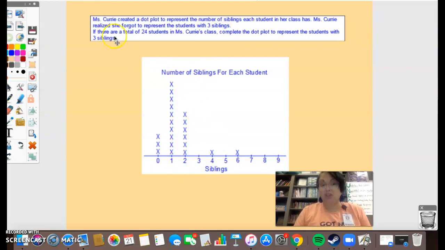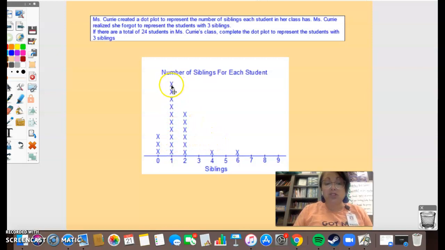So this is a big problem solver. This is like a multi-step. If there are a total of 24 students in Mrs. Curry's class, complete the dot plot to represent the students with 3 siblings. So what they're saying here is there are 24 students in her class, but some of them didn't answer, or she forgot to include their answers. So first thing we need to figure out is how many did answer.